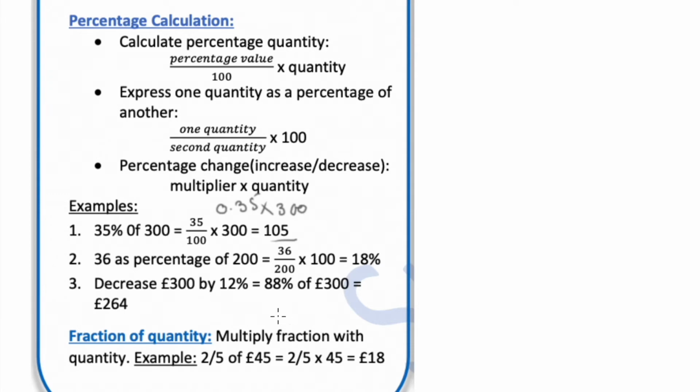Here I want to tell you one thing: whenever you have to convert a percentage number into a normal number, you always have to divide it by 100, and whenever you have to convert a normal number into a percentage number, you always have to times it by 100.